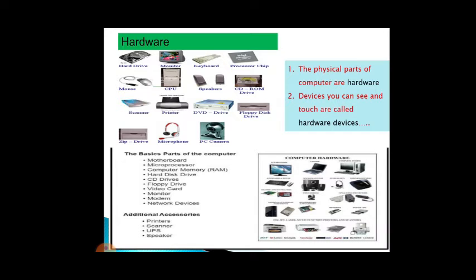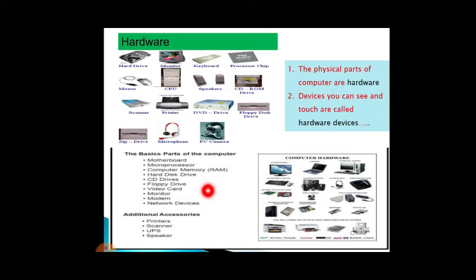The physical parts of the computer are called as hardware. So devices you can see and touch are called as hardware devices. So here there is some of the list, that is motherboard, that is your CPU, then microprocessor inside the motherboard, then computer memory RAM, then hard disk drive, CD drive, floppy drive, video card, then monitor, modem, network devices.